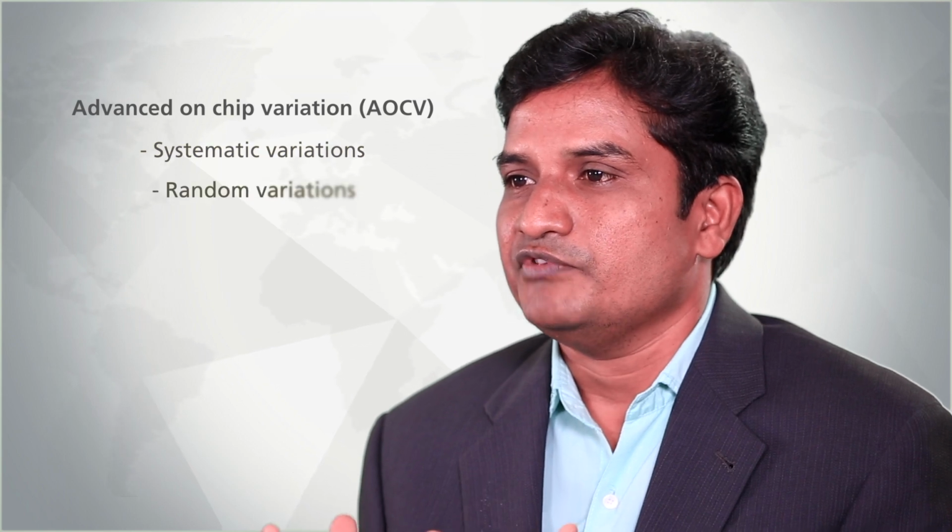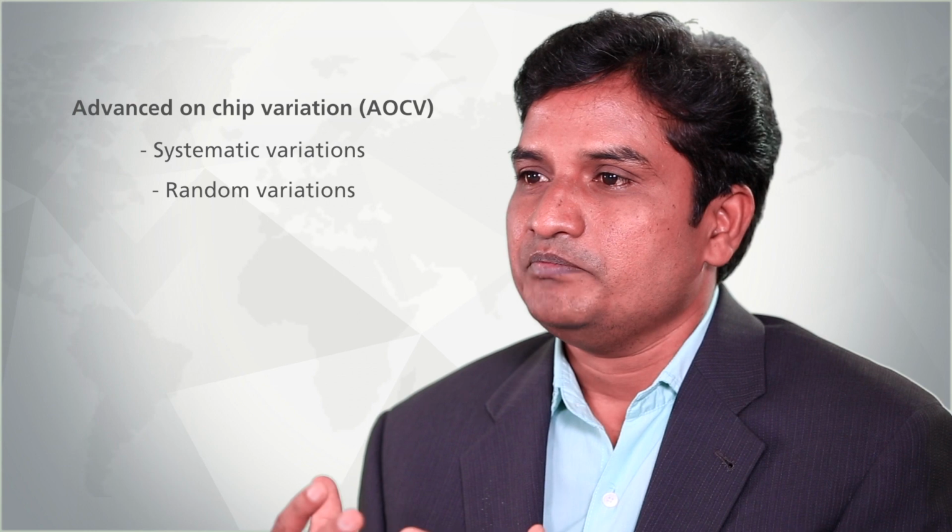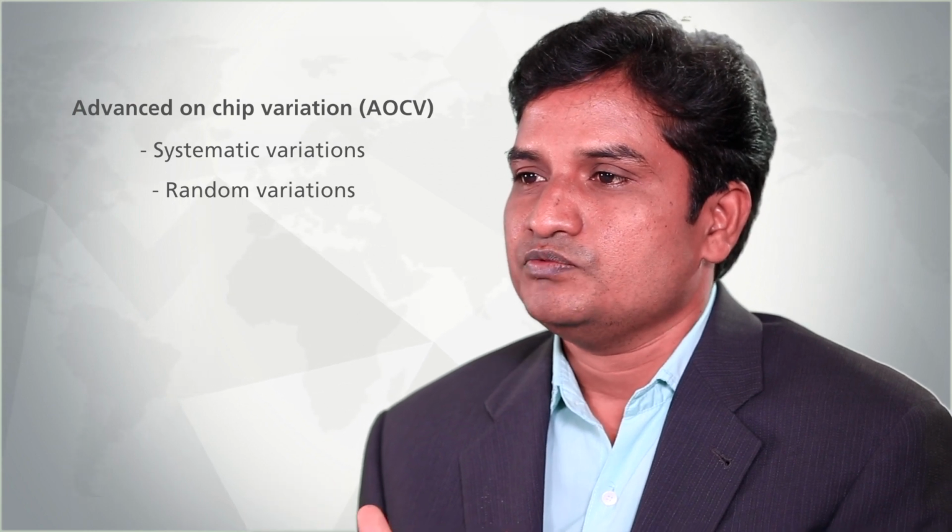AOCV, the name itself stands for Advanced On-Chip Variation. It is an on-chip variation you need to model. What we want to design and fabricate in the silicon will be different from what actually comes up after the fabrication, because there are so many variations, systematic and random. And this task is even more difficult in SRAM, static random access memories, because these memories have a lot of functionalities and features and so many input and output combinations.